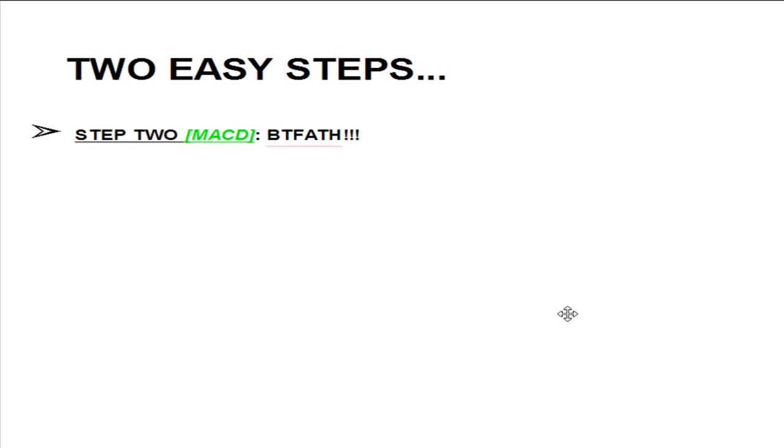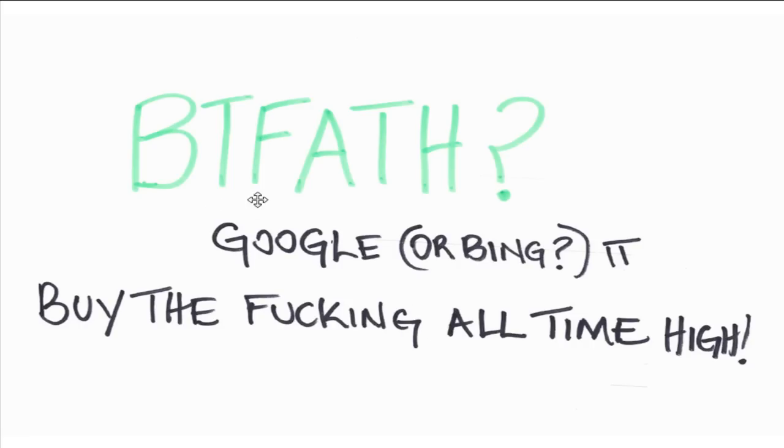Now, as far as the MACD is concerned, step 2, which is where the MACD comes in, is BTFATH. That's the method. And what do I mean by that? BTFATH. Go ahead and Google it. It's an interesting topic, but it stands for buy the freaking all-time high.